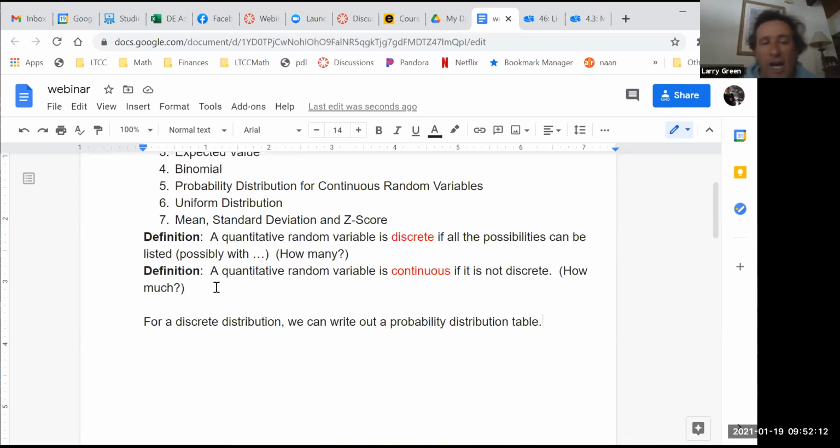Okay, so I'm going to start out with that distribution table, and then I can continue on with the same example. So that's our plan, is that you can write a table, because if you can list things out, that means you can put them as the headers of the table. Any questions on that? If it's continuous, you can't write it as a table.